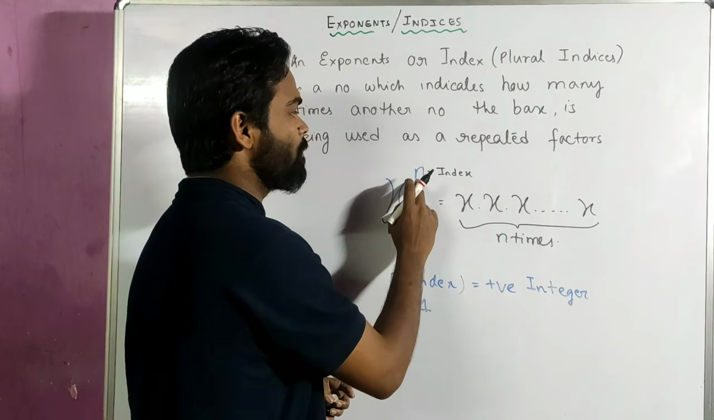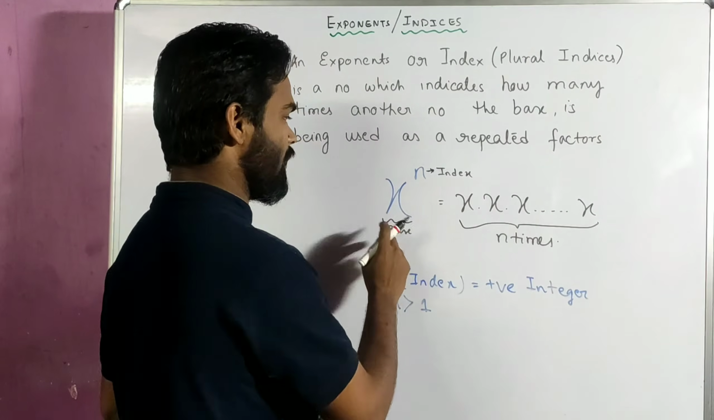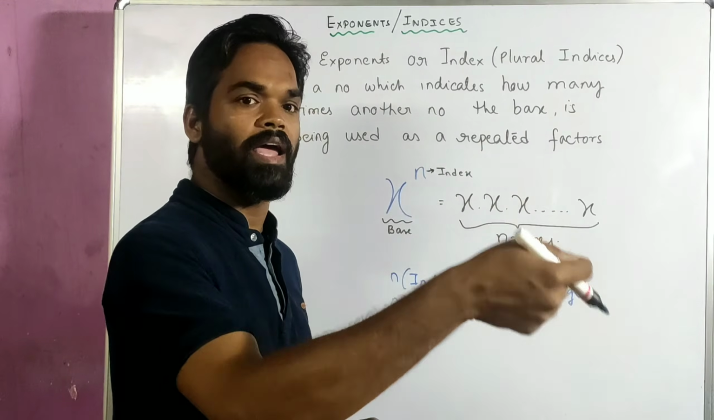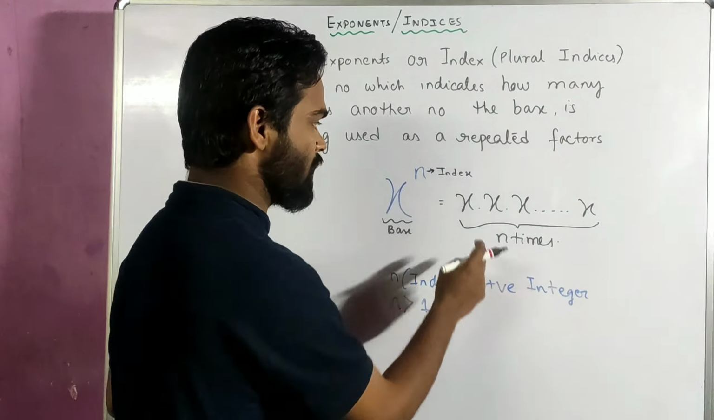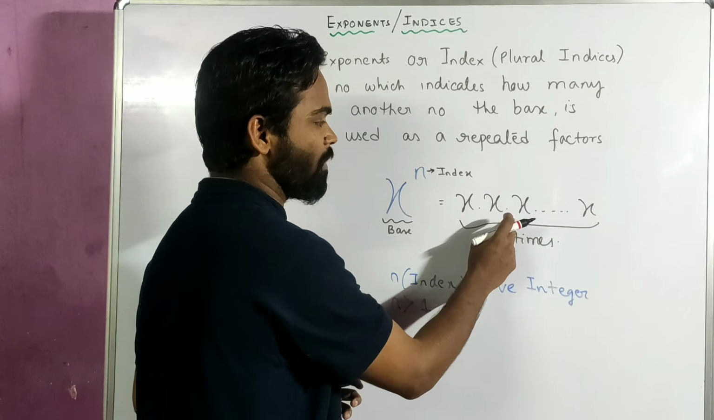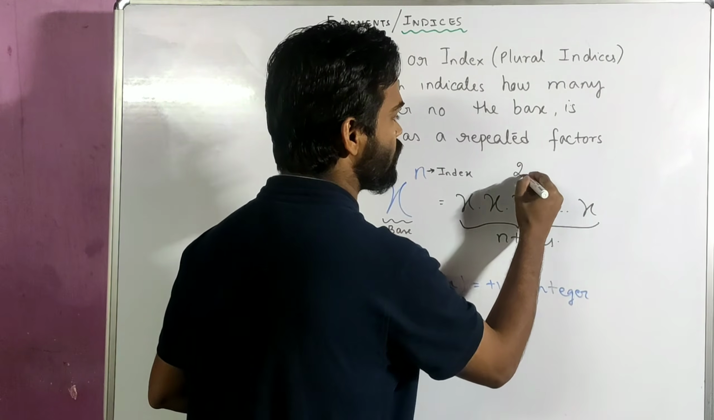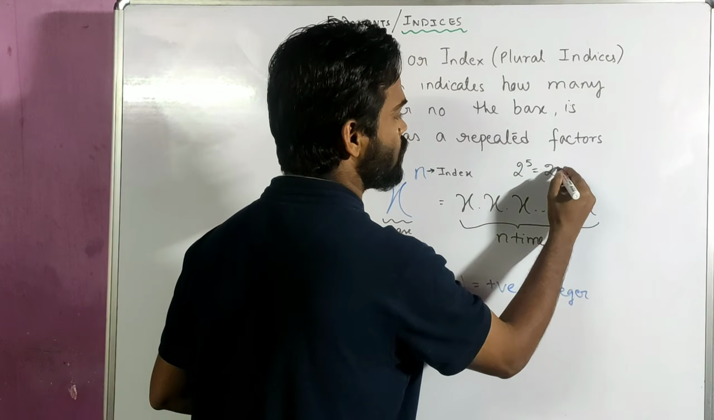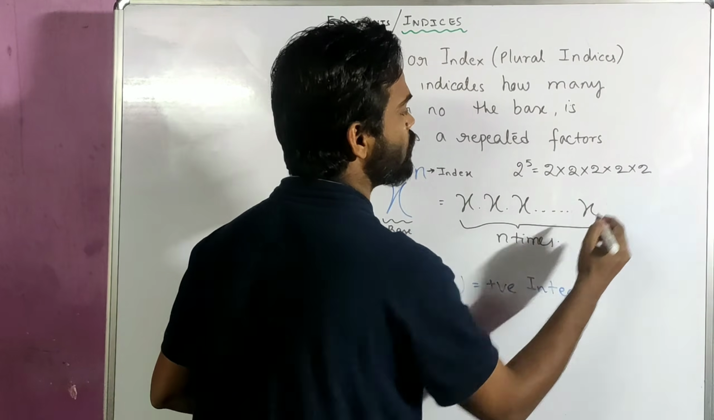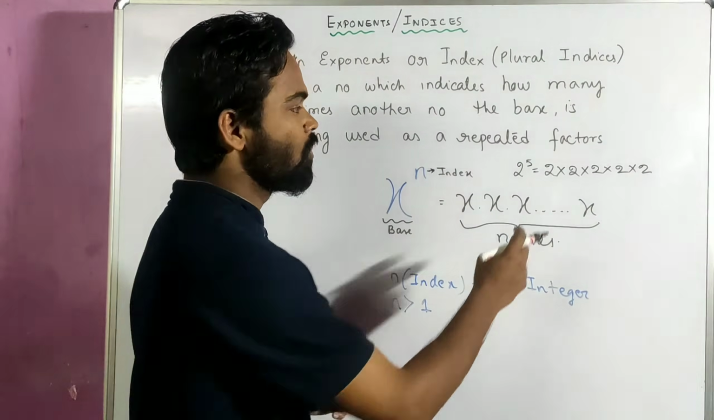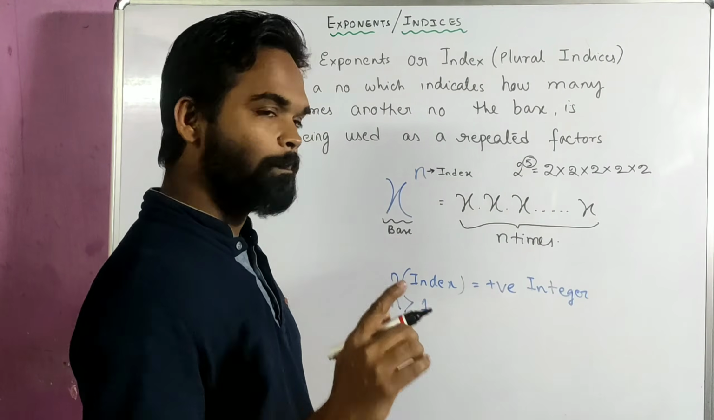Suppose you have x to the power n. Then over here n represents the index and x is your base, and x to the power n means x is repeated n times, which means x multiplied by x multiplied by x. How many times? n times. For example, you have 2 to the power 5, so 2 multiplied by 2 multiplied by 2 multiplied by 2 multiplied by 2. How many times? 5 times. Over here 5 is your exponent or index and 2 is your base.